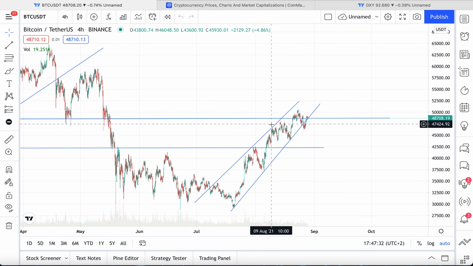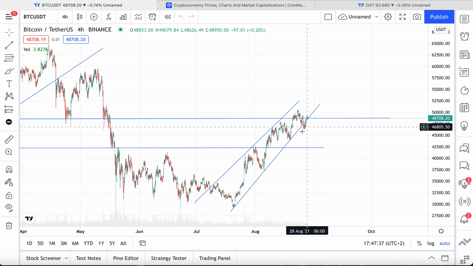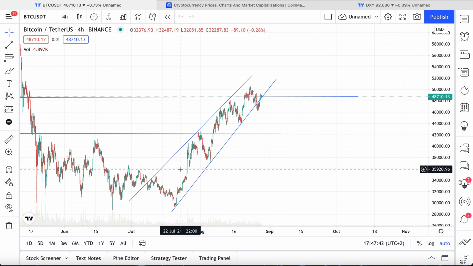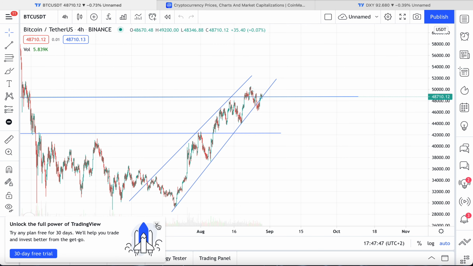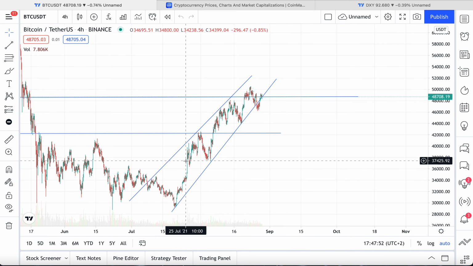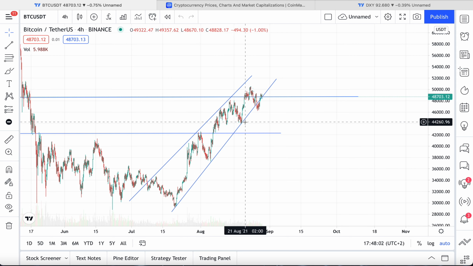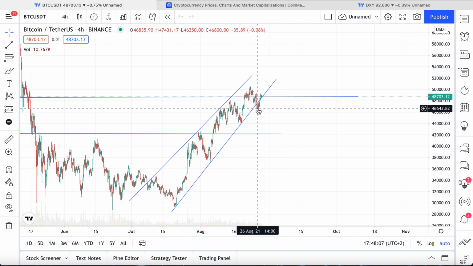This is the most important thing every trader is looking at: the ascending channel, ascending wedge, whatever you want to call it. It has been very well respected since we broke up from 28,000, which was the local bottom we had here. Over the past weeks while we were going up, it was respected. As you can see, we first broke up, then got support and another support here, but it finally broke down.